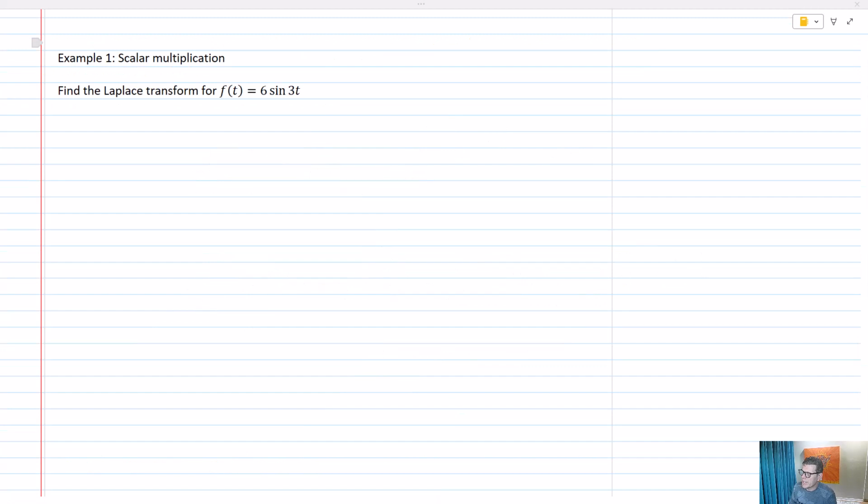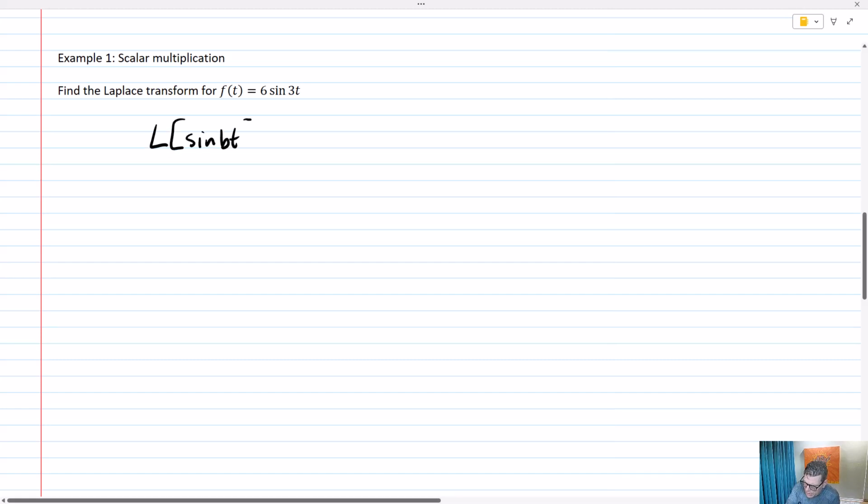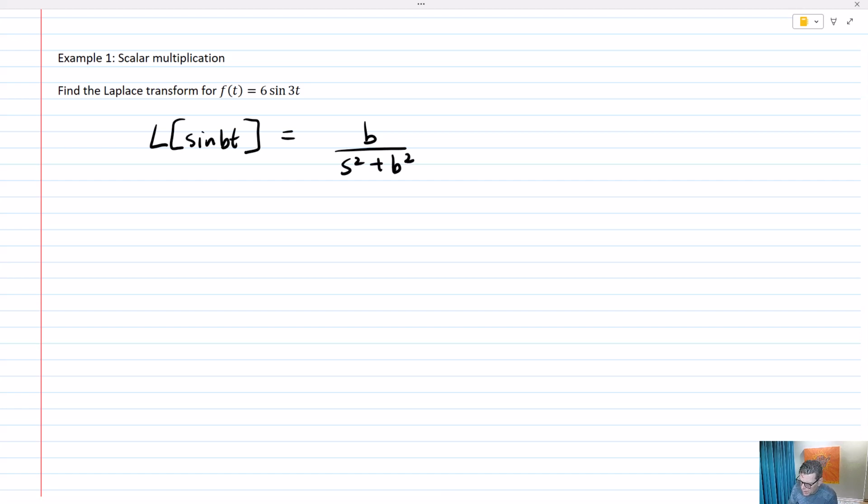So let's take a look at our first example, where we're going to do some scalar multiplication. We'll find the Laplace transform for f(t) = 6 sin 3t. Now we know the Laplace transform for sin(bt) is b over s squared plus b squared. In our example, b equals 3, and we have a scalar of 6. So the Laplace transform of 6 sin 3t equals 6 times the Laplace transform of sin 3t, because of that scalar multiplication property that we saw earlier.